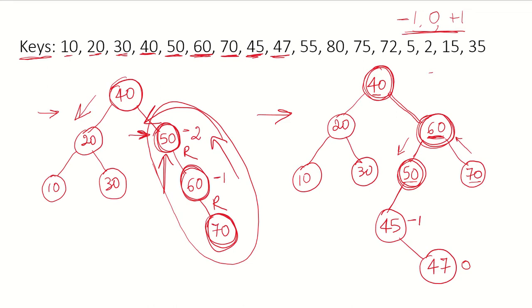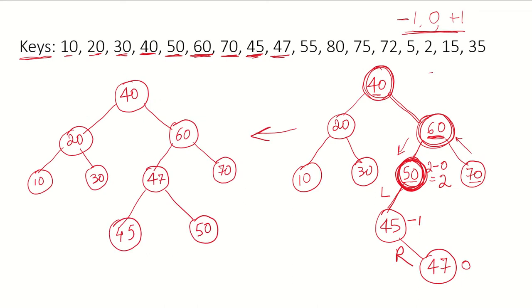This will have 2 minus 0, which is 2. So this node has now become a critical node. The height of its left subtree is 2, the height of its right subtree is 0. So this has become a critical node. And what kind of an imbalance is this? This is an LR imbalance, left-right imbalance. So we need to do an LR rotation to take care of this.